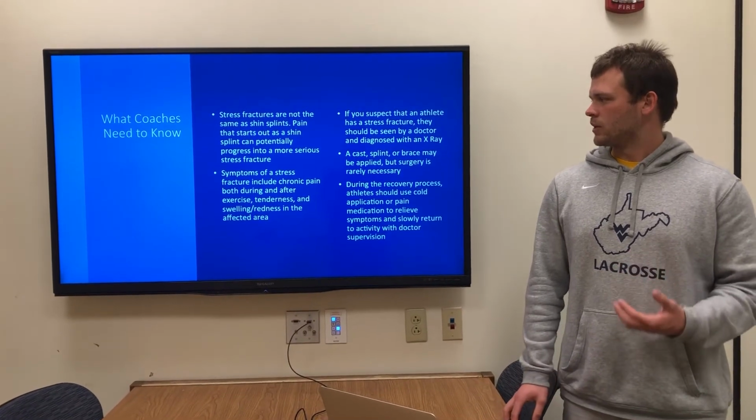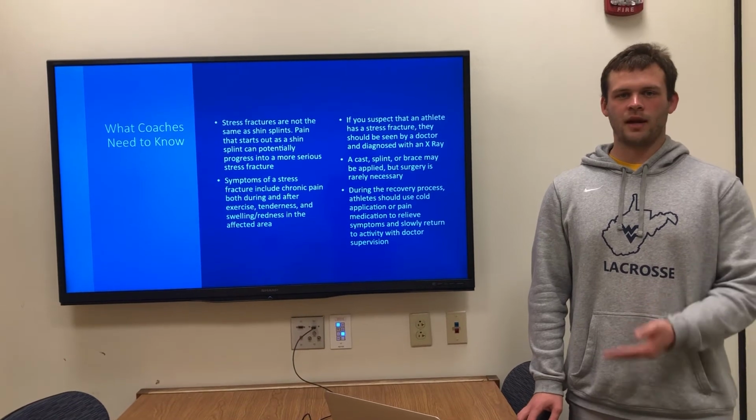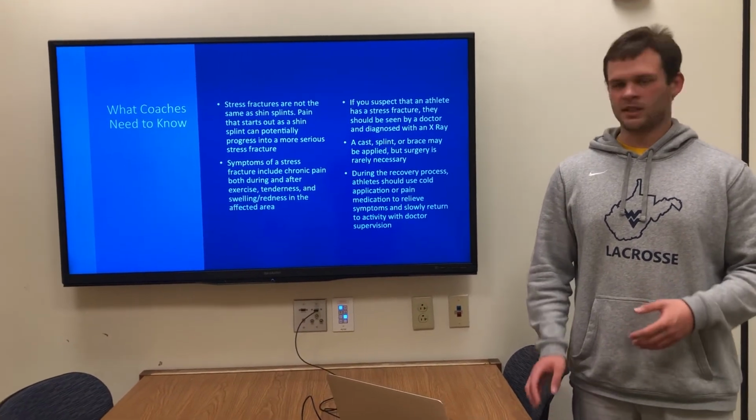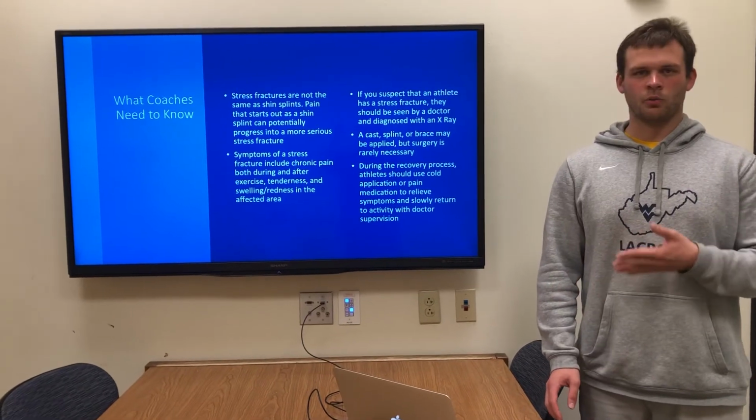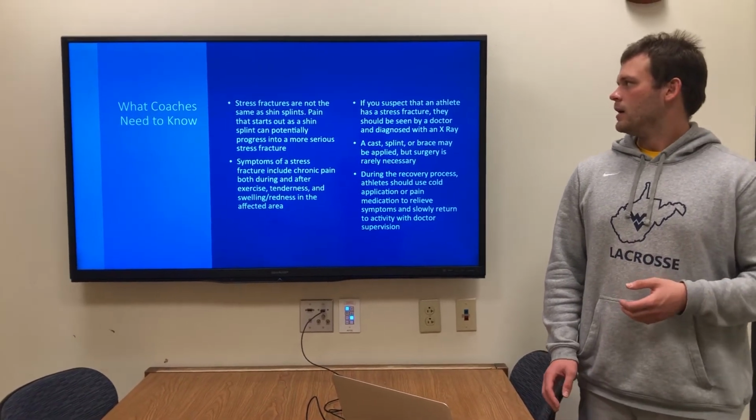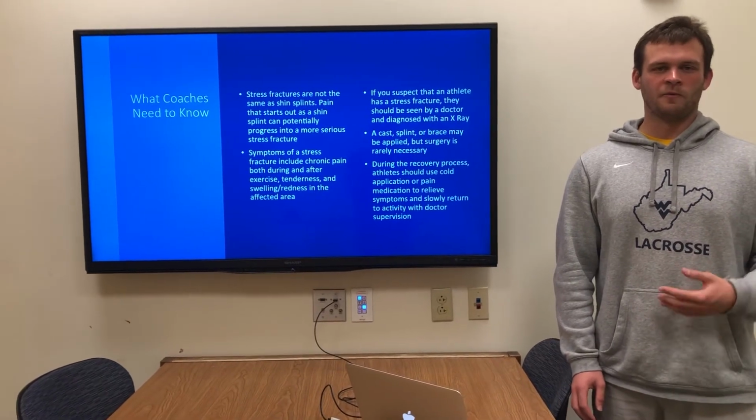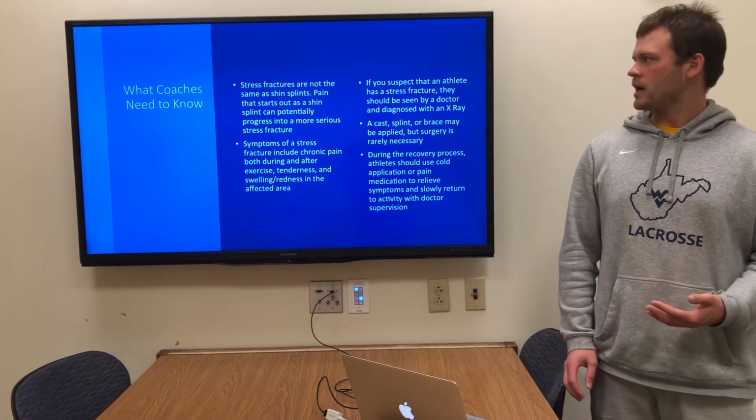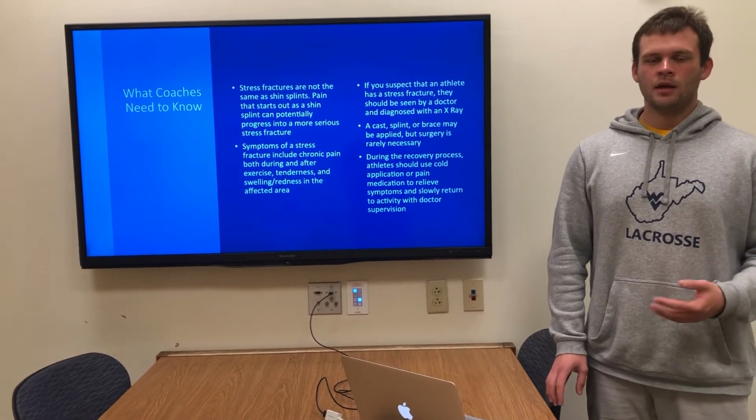So symptoms of a stress fracture include chronic pain both during and after exercise, and similar to growth plate fractures, tenderness, swelling, or redness in the affected area. If you suspect that an athlete does have a stress fracture, they should be referred to a doctor as soon as possible, and they will ultimately be diagnosed with an x-ray.